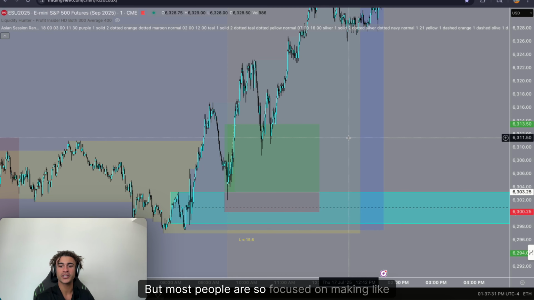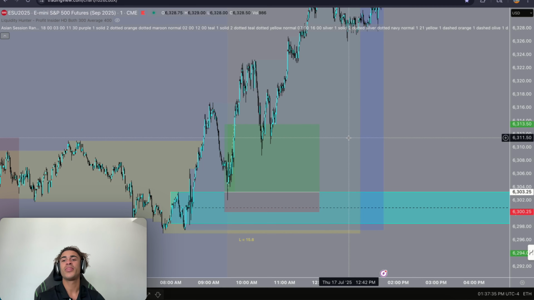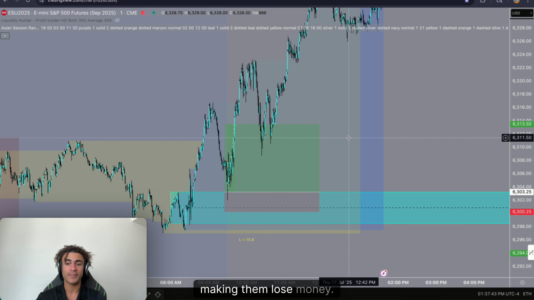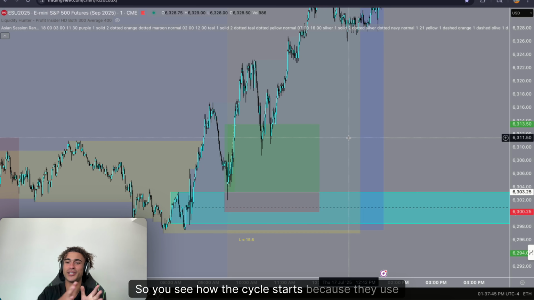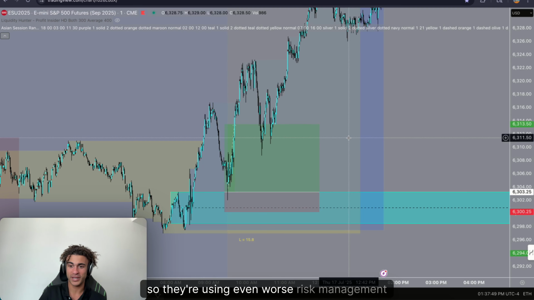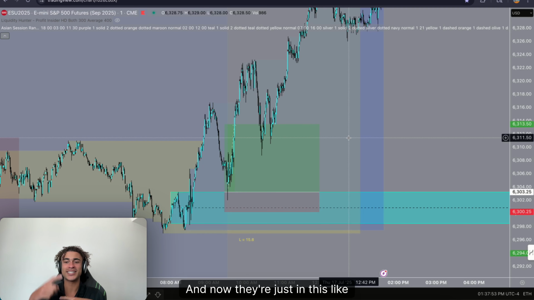But most people are so focused on making like $1,000 a day or $5,000 a day or some weird number that they try to maximize the profit from the day, which in turn causes them to use terrible risk management, making them lose money. So you see how the cycle starts: because they use bad risk management, they lose money, they have less money, so they're using even worse risk management because they want to get back the money that they've lost, and now they're just in this cycle of death, I like to call it. It's just this bad cycle.